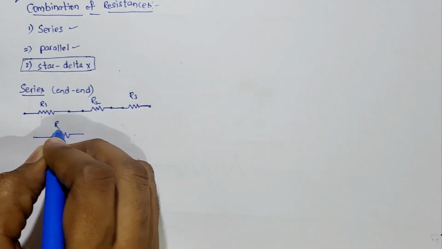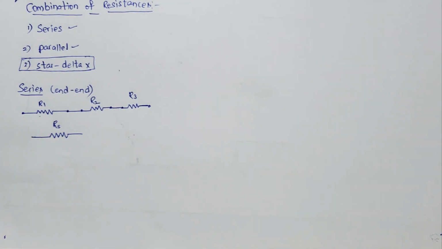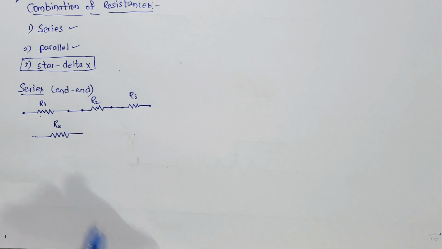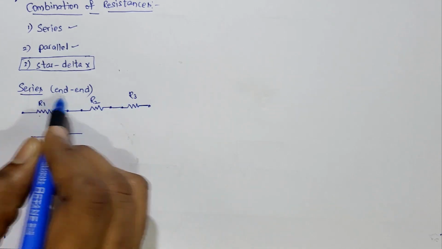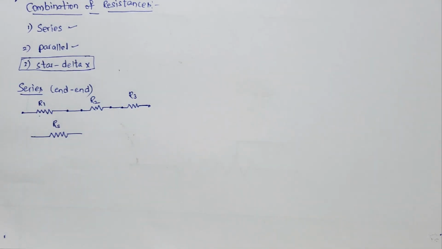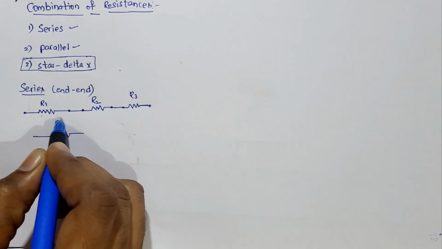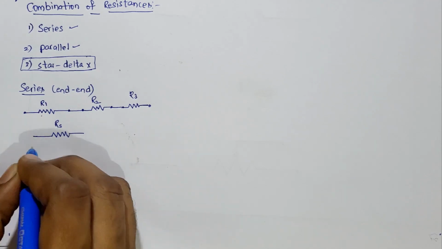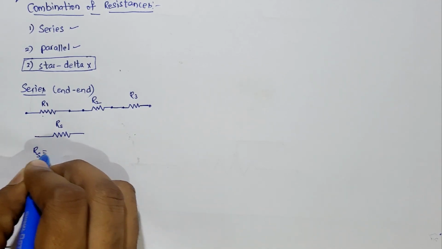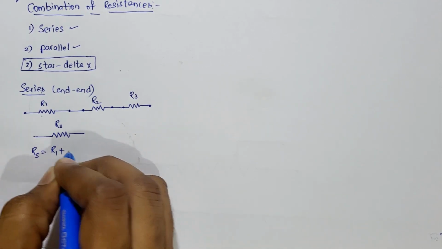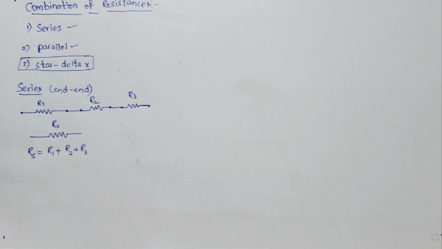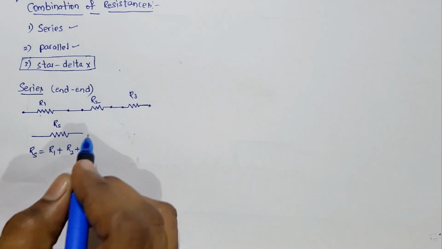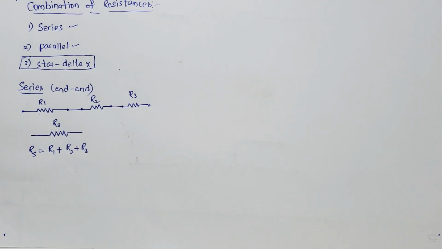So for series combination I am going to write it as Rs. Instead of these three, you can write a single resistance. The resistance offered by these three will be offered by the single resistance. So what will be the value of this resistance when connected in series? Rs is equal to R1 plus R2 plus R3. If four resistances are there, then plus R4. If five are there, plus R5.